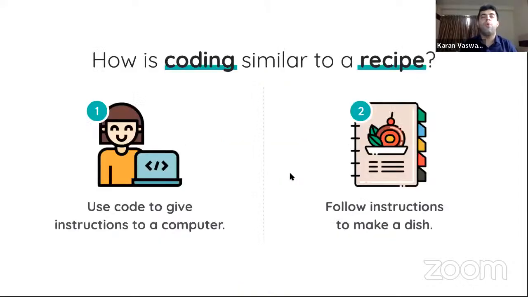Now, why did we choose the project of a digital recipe card? Because I'm going to tell you now how coding is similar to a recipe. Coding is basically where we use code to give instructions to a computer, and a recipe is where we follow instructions to make a dish. So we're basically providing instructions to come to some form of an end outcome. With coding it's probably a website or a game, and with a recipe, it's obviously the final dish that you're preparing for yourself or someone else.